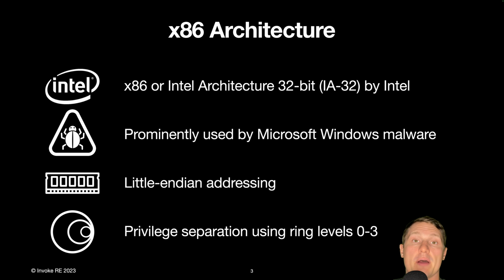This architecture is prominently used by malware authors when targeting systems using Intel CPUs. x86 makes use of little endian addressing, which is the ordering of bytes in memory. This will be covered later in this module. x86 provides privilege separation through an abstraction known as ring levels. These ring levels range from 0, which is the highest privilege, to 3, which is the lowest privilege.